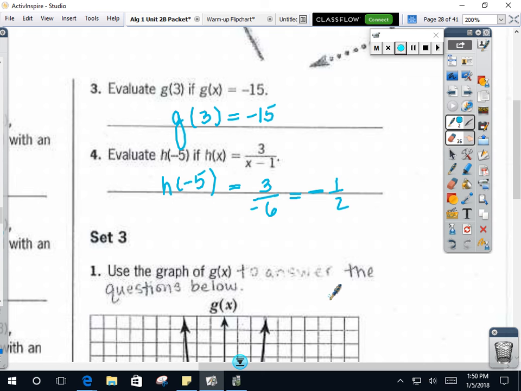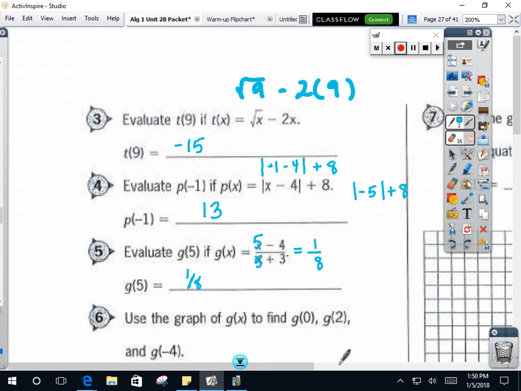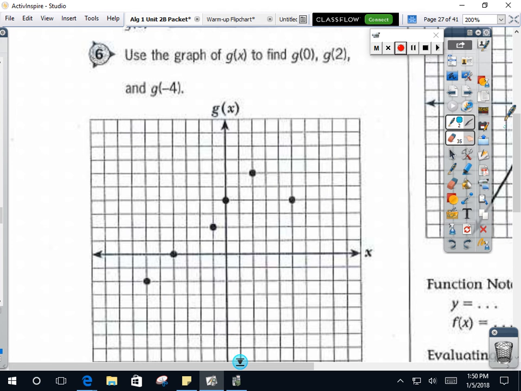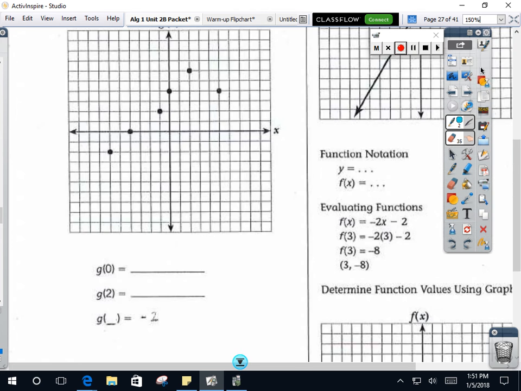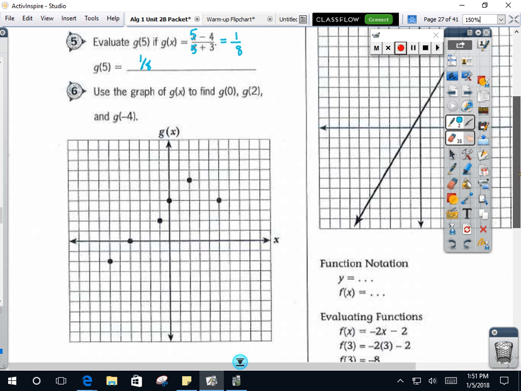Okay, now let's go back to page 26 and learn how to do the graph ones. Okay, use the graph of g of x to find g of 0, g of 2, and then we're not doing g of negative 4. I changed it up down there to something different.